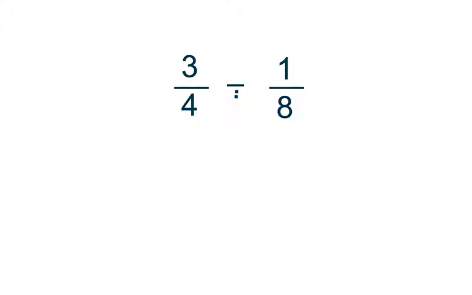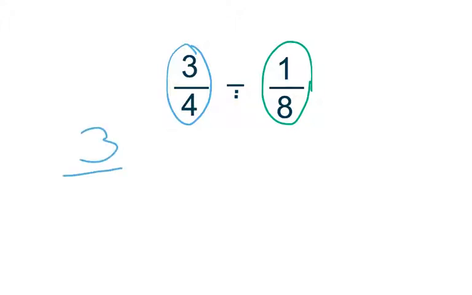What we've learned about dividing fractions is that we need to keep our first fraction the same. This is because this fraction is saying we have 3/4 and we are dividing our 3/4 into pieces that are a size of 1/8. Since we have 3/4, that cannot change at all. So we are going to keep 3/4 the same.